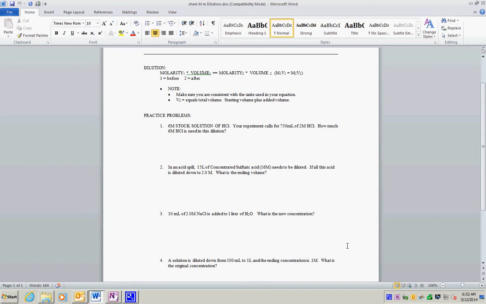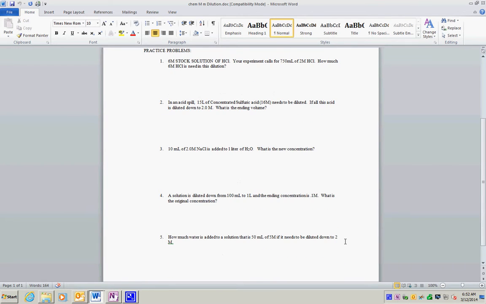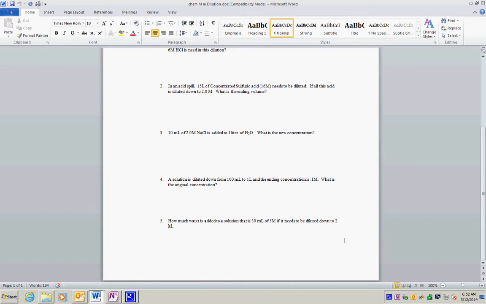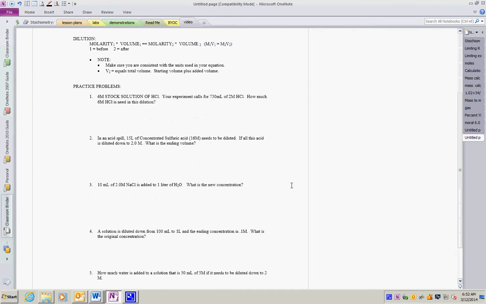Alright, so we did 1, 2, and 3. I do believe we did 1 and 2. So I'm going to walk through 3, 4, and 5. Again, it's just a matter of plugging in the variables and solving for the missing variable. So our formula in this case, let me pull a different screen up here, is M1V1 equals M2V2.